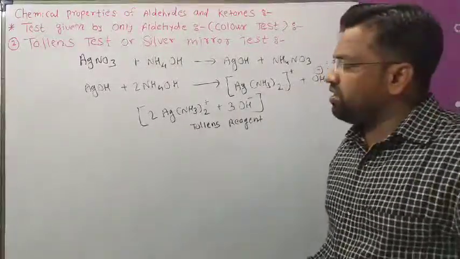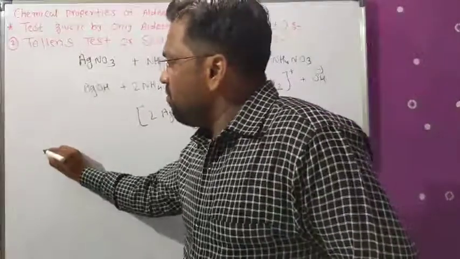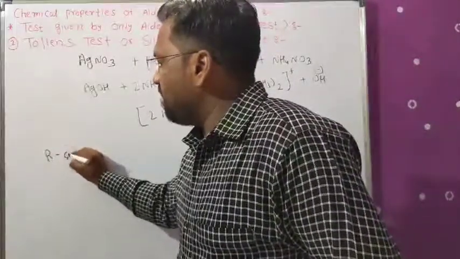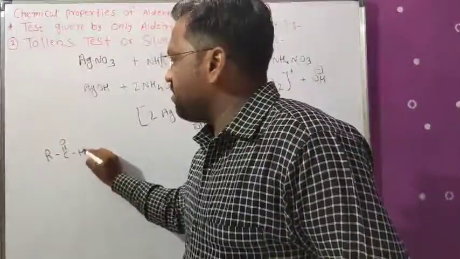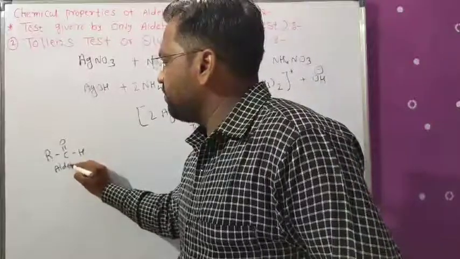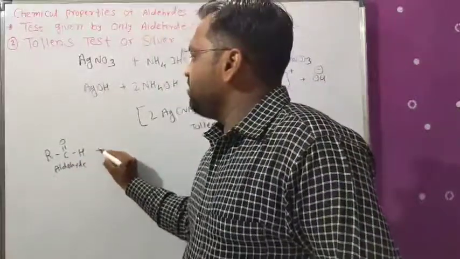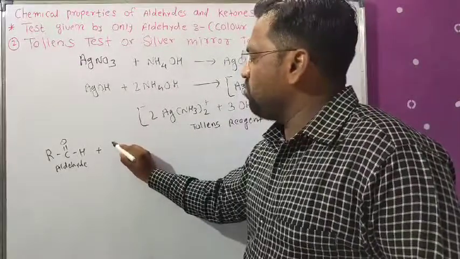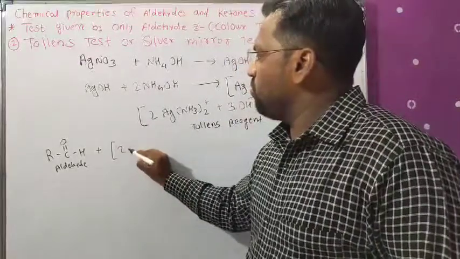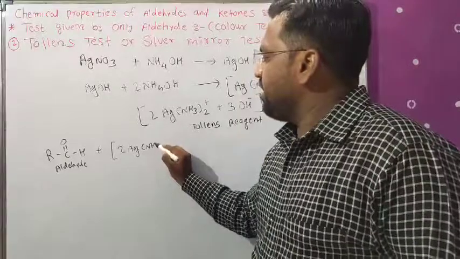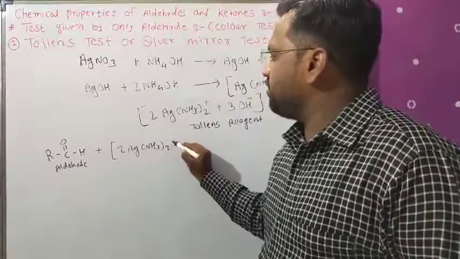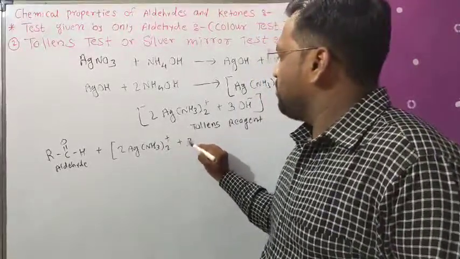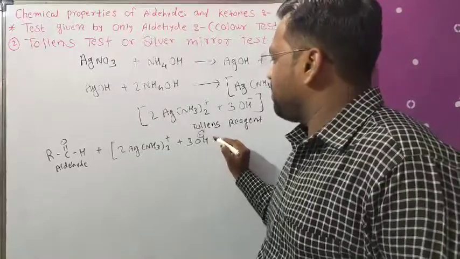Okay, so see here, we see the reaction when an aldehyde, that is RCHO, reacts with Tollens reagent, having the formula 2 [Ag(NH3)2]+ plus 3 moles of OH minus ions.